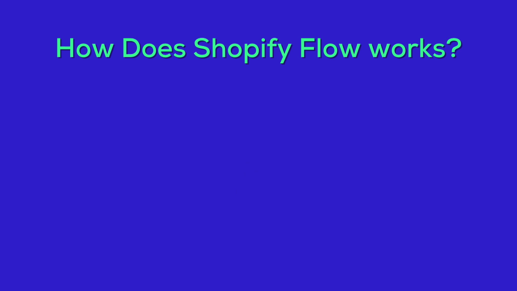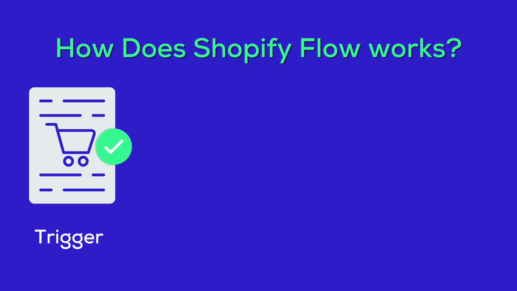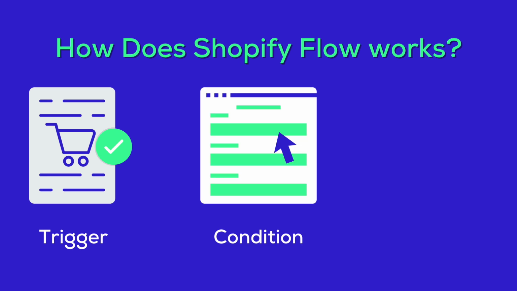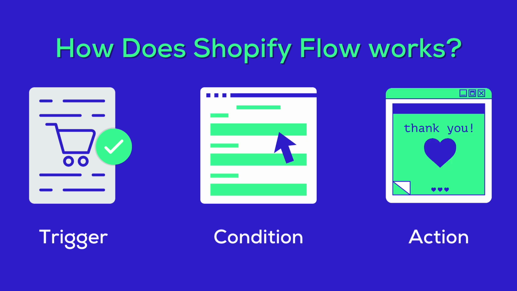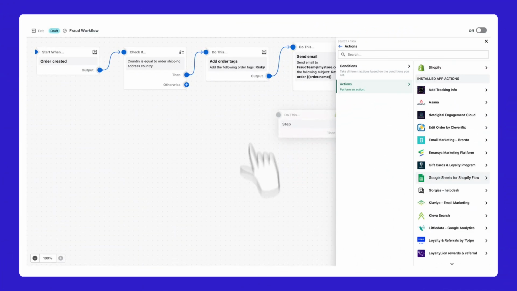Now let's put it all together with a simple example. An order is placed. This is called the trigger. The system checks if the customer has ordered before. This step is the condition. If they haven't, the system sends them a thank you message with a promotion for a discount on their next purchase. This step is called the action. This way, Shopify Flow helps automate tasks and makes your store run smoothly.